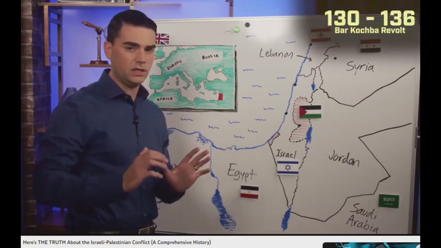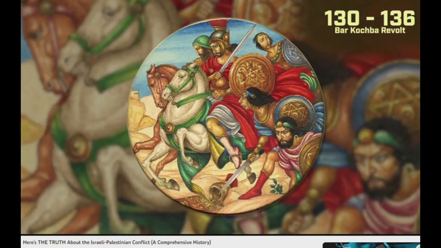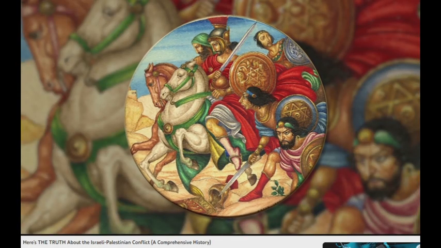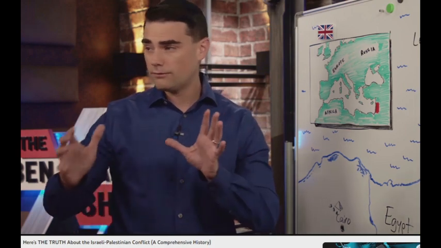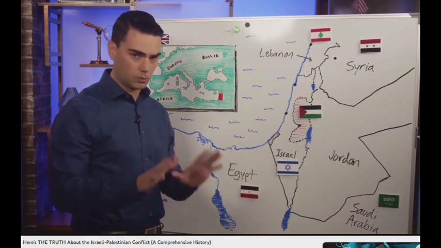130 to 136 CE, there is a massive revolt by the Jews under a general named Simon Bar Kokhba. The Bar Kokhba revolt was extremely damaging to the Roman Empire. They had to expend extraordinary resources in order to stop it, which is why it was almost an independent kingdom for a solid 4 or 5 years there. They renamed the area Palestine as an insult to the Jews. That's why it was named Palestine.